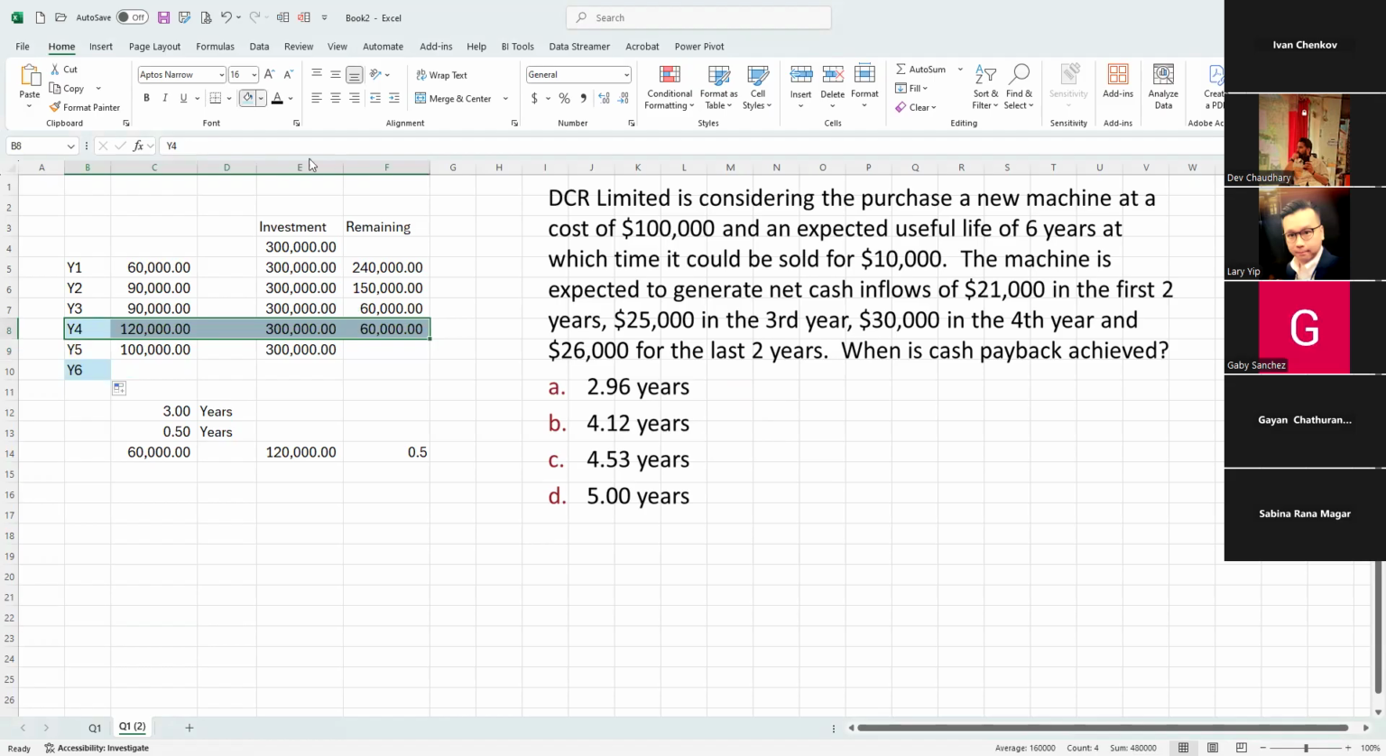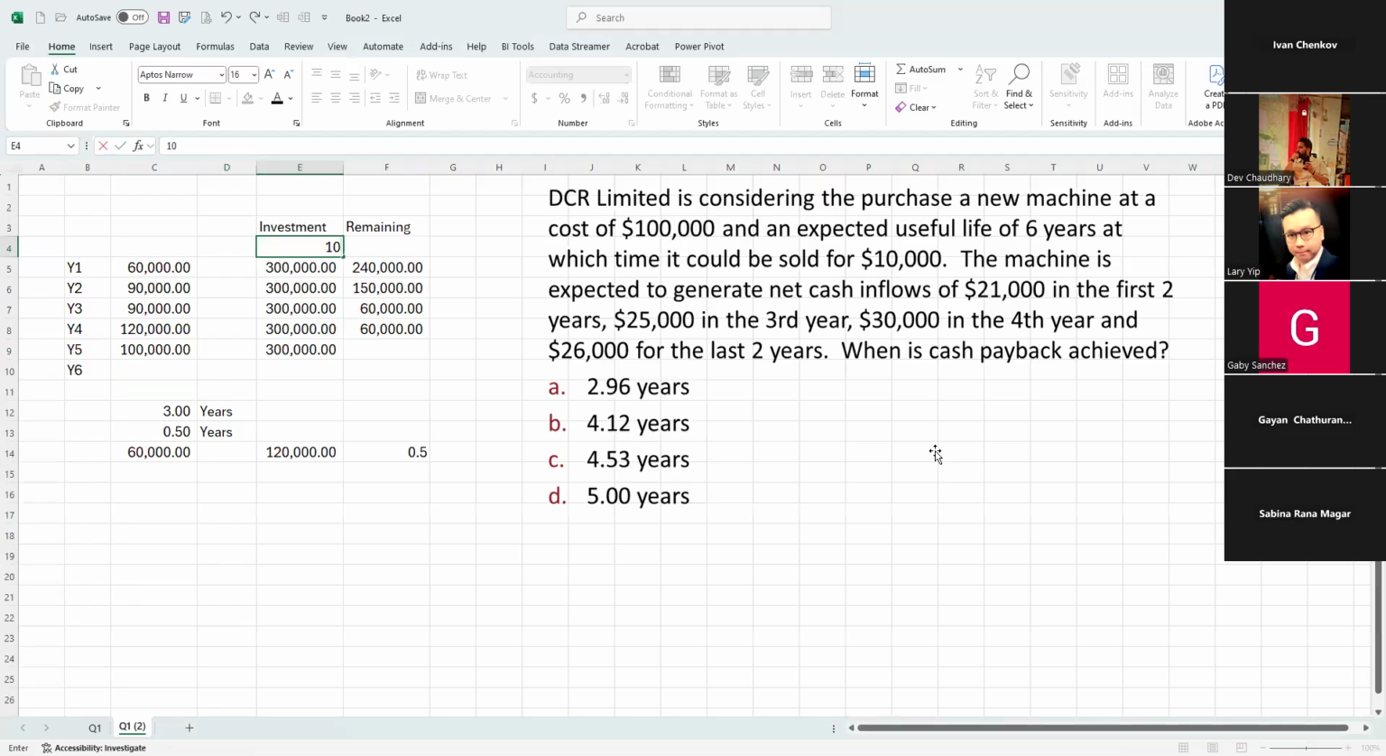I'm going to unfill this one and that one as well, and I'm going to change the cash flow. First, our investment is 100,000. In this case, we're ignoring how much can be sold. We're just going to the expected cash flow, which is 21,000 for the first year, 25,000 for the second, 30,000 for the third, and 26,000 for the fourth and fifth years.